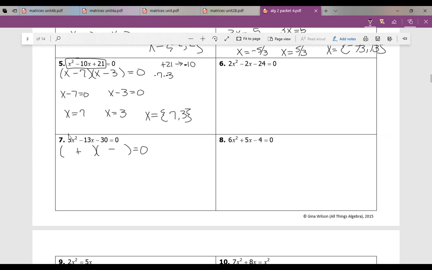All right. Now, what is 3 times negative 30? Okay. So x squared minus 13x minus 90. This is what I'm trying to factor. Okay. So I had to do the AC. I need factors of negative 90 that are going to produce a negative 3. I mean, a negative 13, I'm sorry.